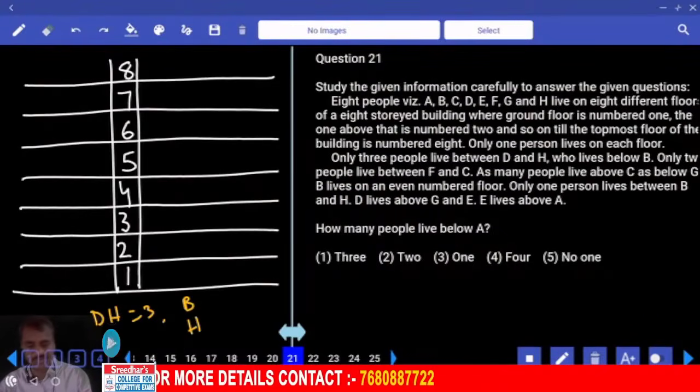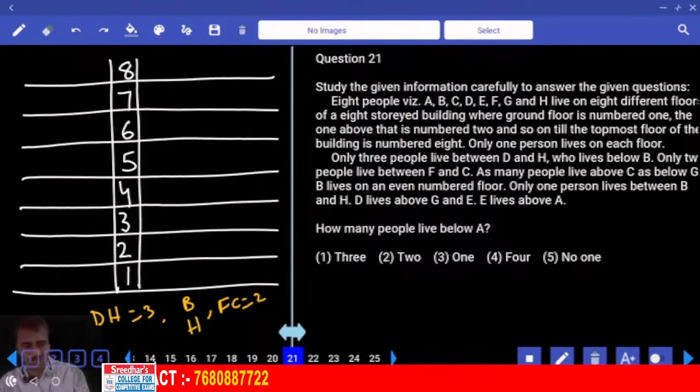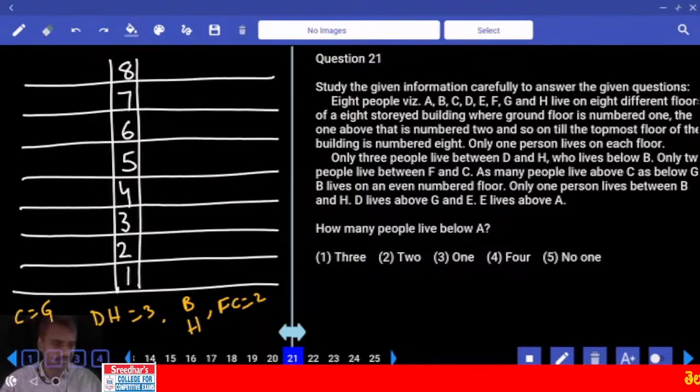Only 2 people live between F and C. As many above C, below C. C and G, as many. As many above C, below G. B lives on an even number floor. Now B lives on an even number floor.